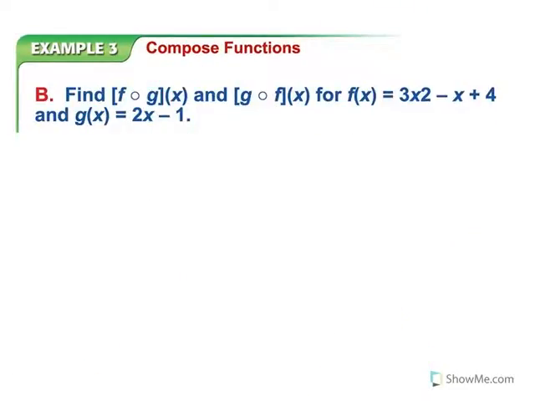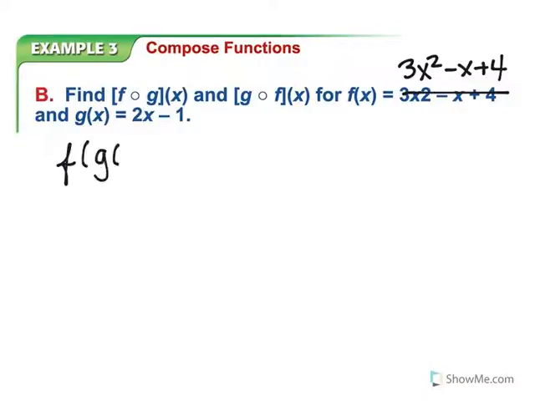Alright, for the next example, we're going to find f of g of x and g of f of x for f of x is equal to 3x squared minus x plus 4, and g of x is 2x minus 1. So this is kicking you all the way back to 5.3, where you had to plug in different things for your x values. Okay, so we're going to start real easy.